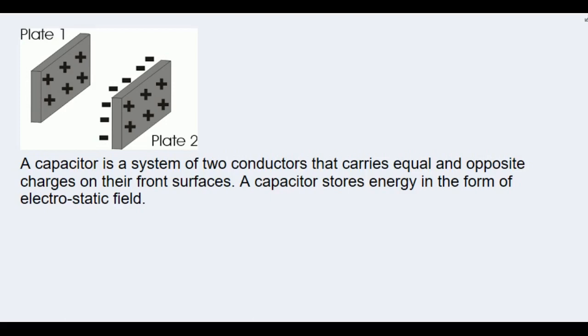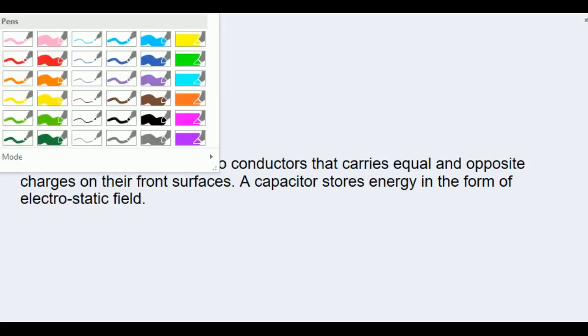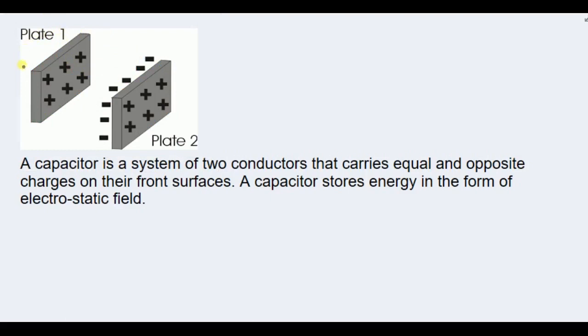Electric capacitor is an energy storage device. Electric capacitor is an electrostatic energy storage device. Here are two parallel plates of a capacitor. Suppose the charges on their front surfaces are plus q and minus q respectively. Plus q is the charge on this surface and minus q charge is on this surface.